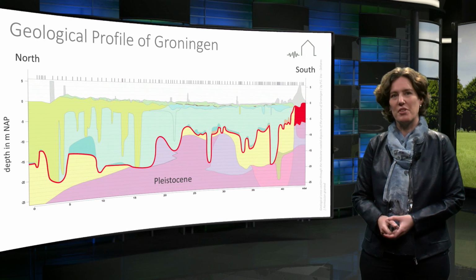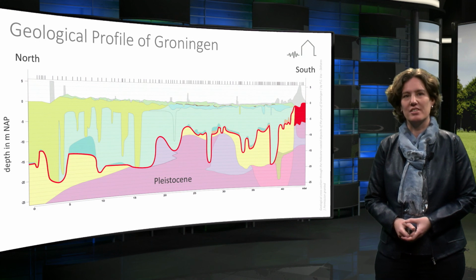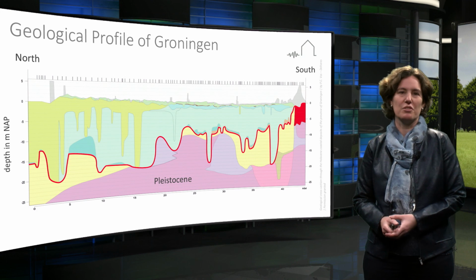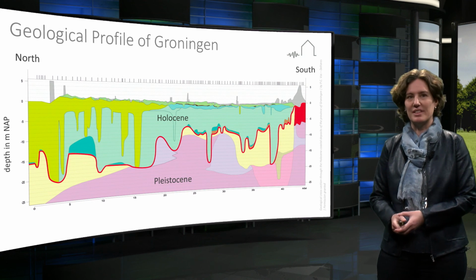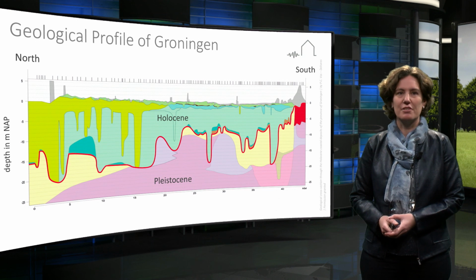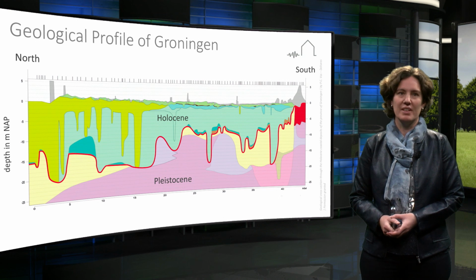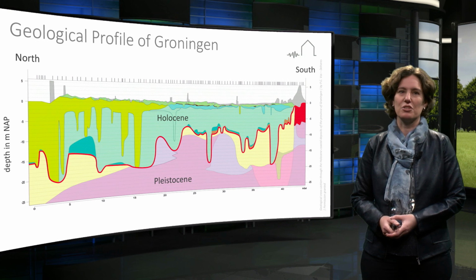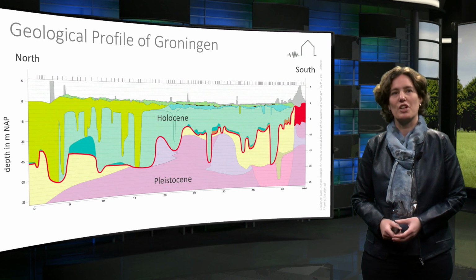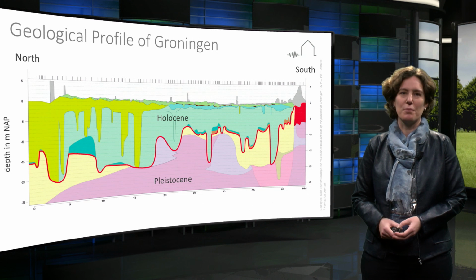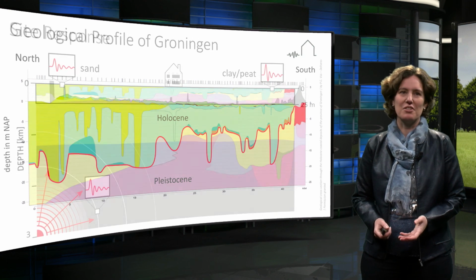We know this from thousands of boreholes and cone penetration tests in the area. Typical for Groningen are the channels that were formed by the sea. It can also be seen that the south of the area has a different geology to the north. In the south, the Pleistocene soil reaches to the surface, while in the north, the younger Holocene soils can be up to 25 meters deep. Why is it important to know this?